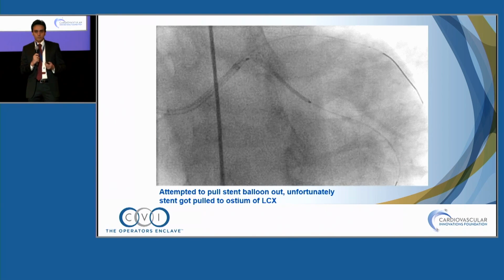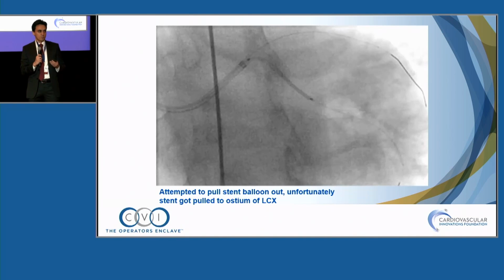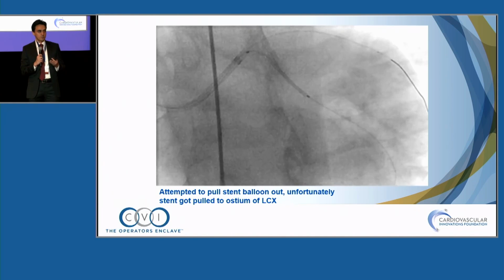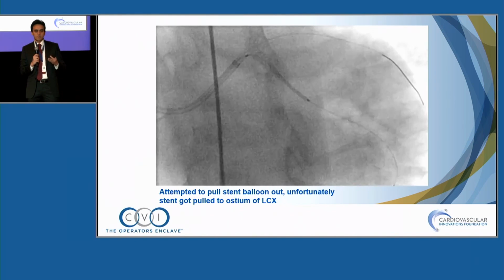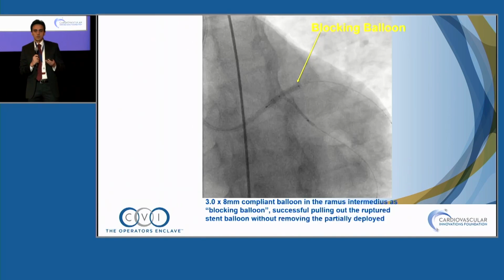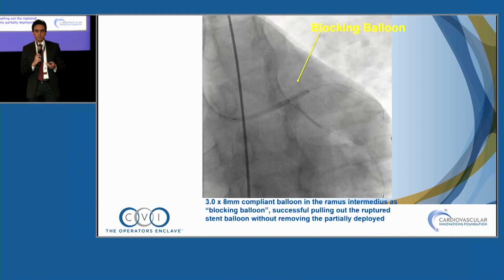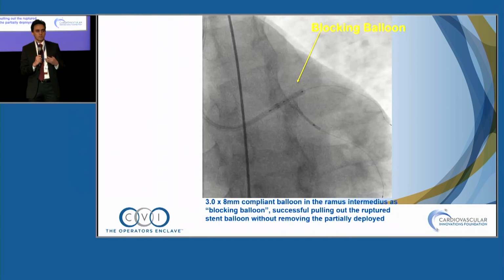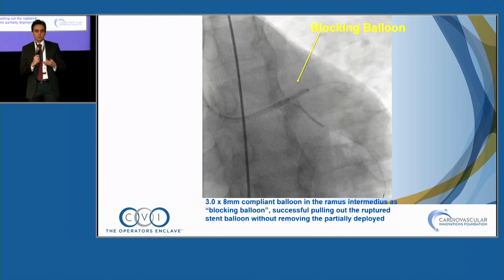So the first idea was to just attempt to pull back the ruptured stent balloon. Unfortunately, by doing this, we see that the stent balloon is still connected to the partially deployed stent itself, and the stent moves proximally to the ostium of the left circumflex. So the next approach was to place a blocking balloon over the ostium of the left circumflex. Fortunately, the anatomy was favorable to this. And so using the buddy wire that was in the ramus, we're covering the ostium of the left circumflex, and you can see the markers of the stent balloon moving back into the guide as we pull back on it.